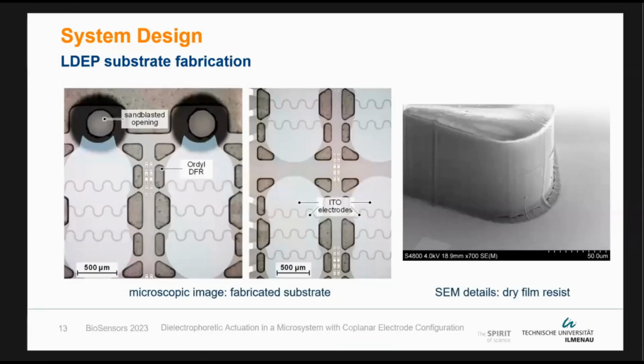Here we can see a microscopic image of the finally fabricated substrate. We can see our transparent ITO electrodes, the sandblasted openings, and here is an SEM image of the dry-film resist. This might be interesting for anyone who wants to do fast fluidic prototyping in an academic institute. This lamination was done with a standard office lamination device, which was adapted for this purpose. So you don't need any dedicated equipment for this. You can do it really with very simple equipment.